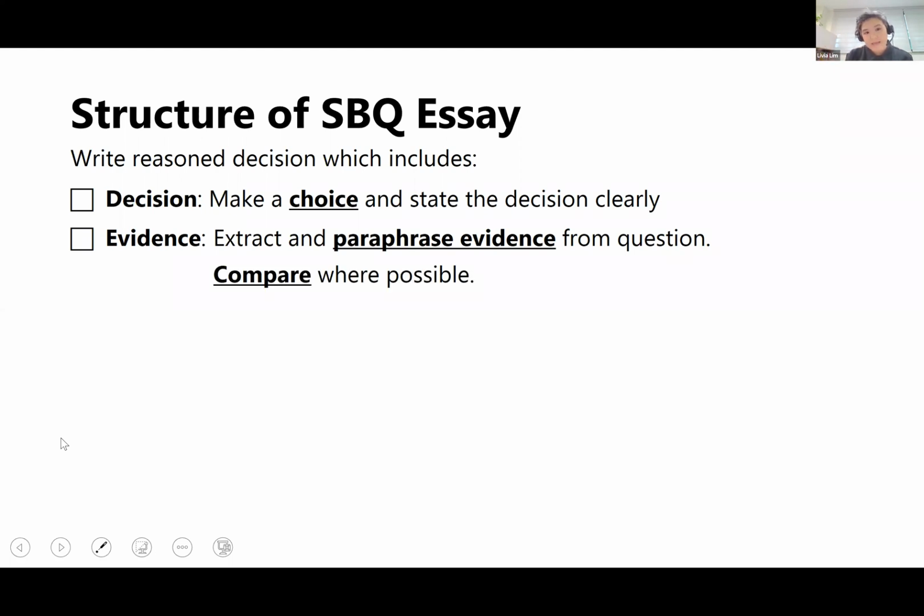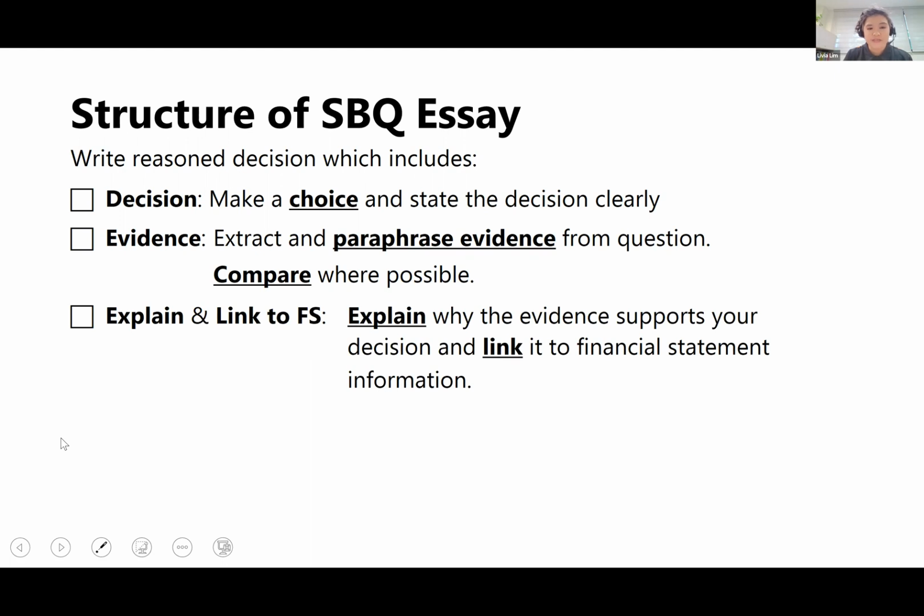After that, you compare if it is possible. So if it's 2 products, you compare product A and product B, if it's possible. And finally, there is an explanation and link to the financial statements. You explain why the evidence supports your decision, and then you link it to financial statements information. I also always tell my students, this is an accounting paper. It is not a Lazada paper or any other paper. So you will need to link it to accounting terms that you find in the financial statements. If you don't do that, you lose the explain and link to FS mark.